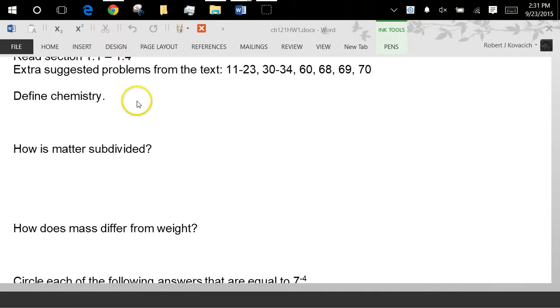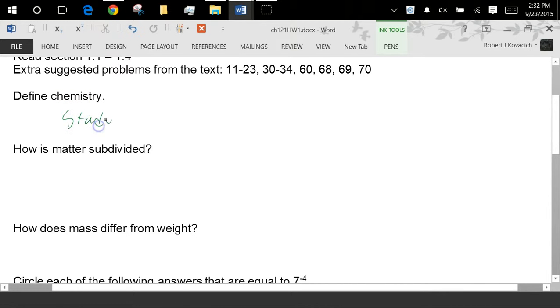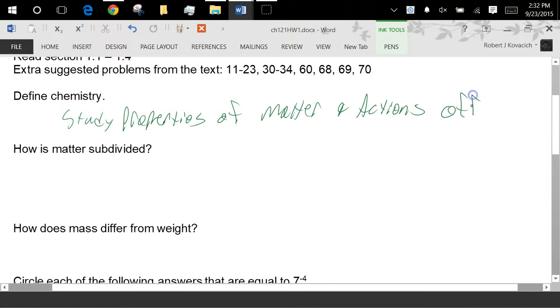Okay, so again, we need something about properties of matter, studying the properties of matter. And then you need something about electrons. If you can't read something I write up here because my penmanship is like that of a 4-year-old, just tell me.